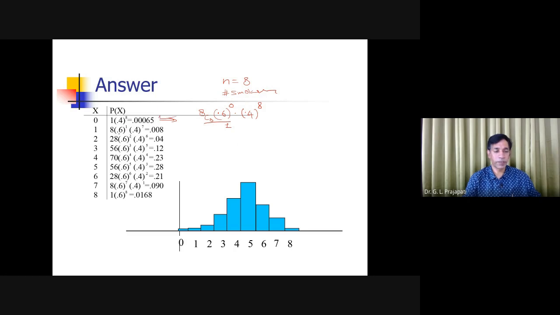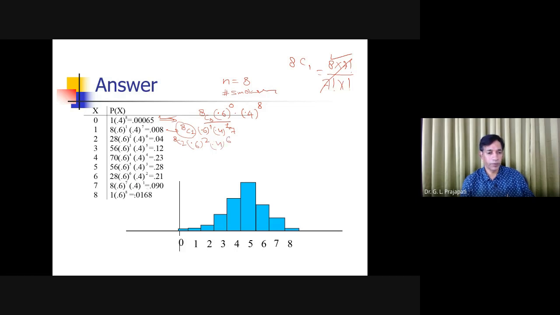For the next case, you have 8C1, since one smoker has been found. The probability of success is 0.6 with 1 smoker, and the probability of failure is 0.4 with 8 minus 1, which means 7. This is the way. Similarly, for 2 smokers you have 8C2, then 0.6 to the power 2, 0.4 to the power 8 minus 2, which means 6.